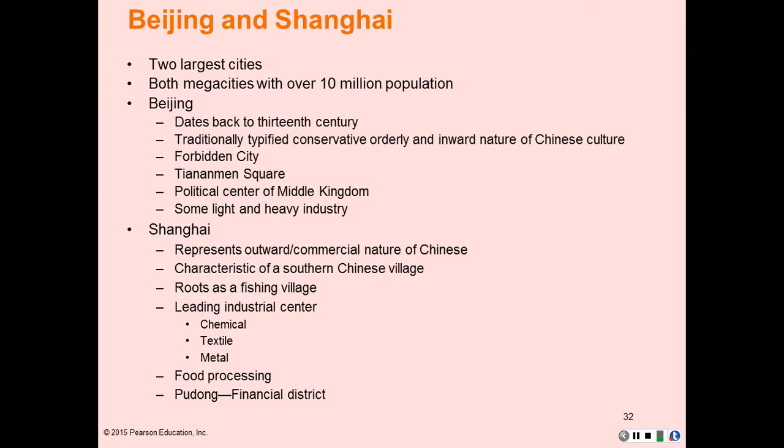Shanghai represents the outward or commercial nature of the Chinese, the globalization. It began as a characteristic southern Chinese village on the coast with roots as a fishing village and food production, and became a leading industrial center with many international countries focusing on things like chemical production, textiles, and metal production. It's also an important food processing center for the rest of the country, and Pudong is the financial district of China, very important in terms of service industries, banking, and insurance.